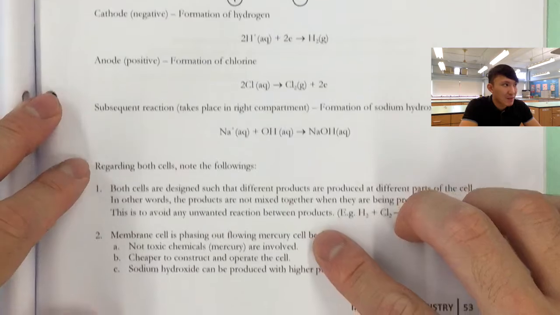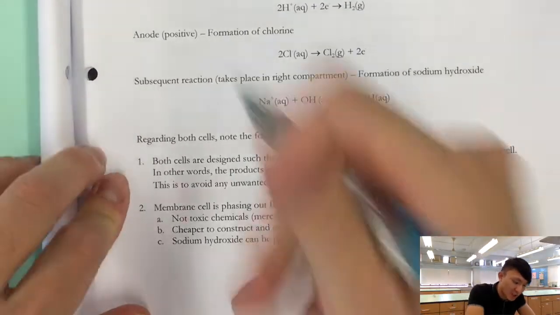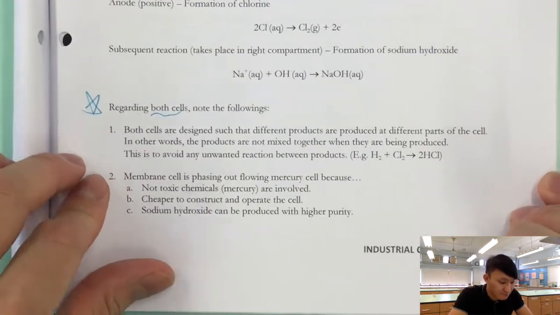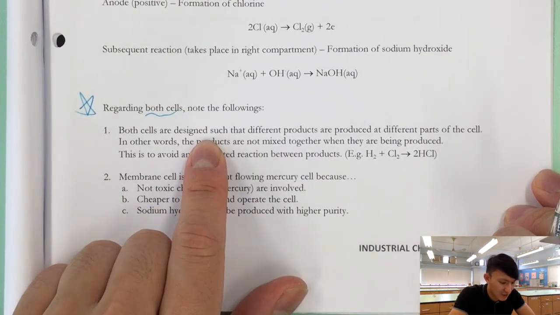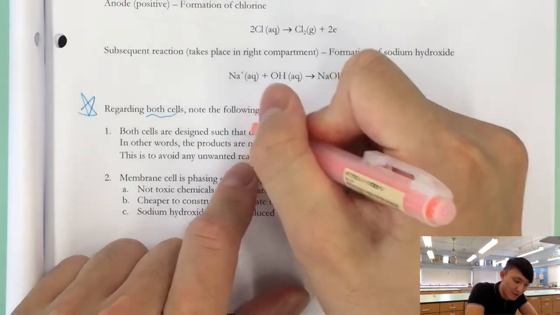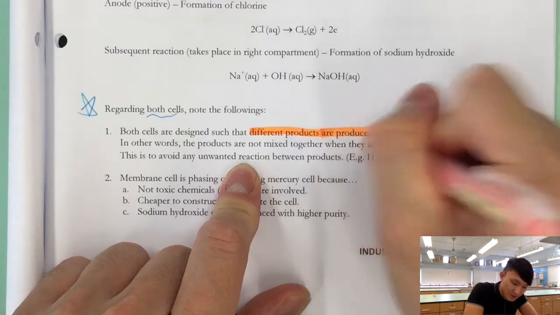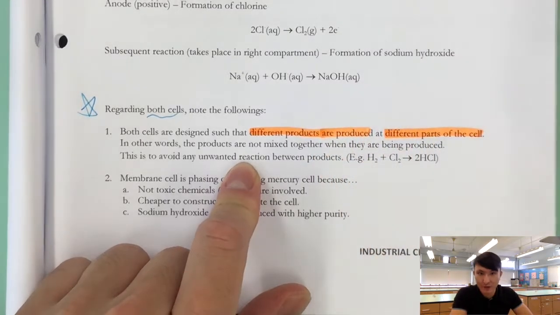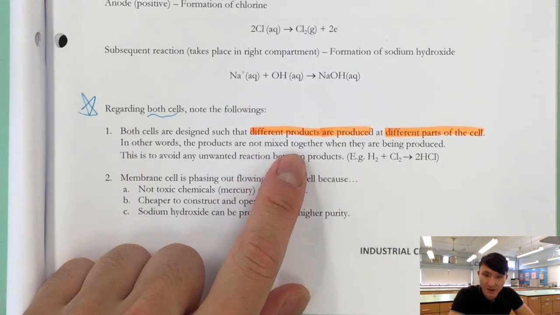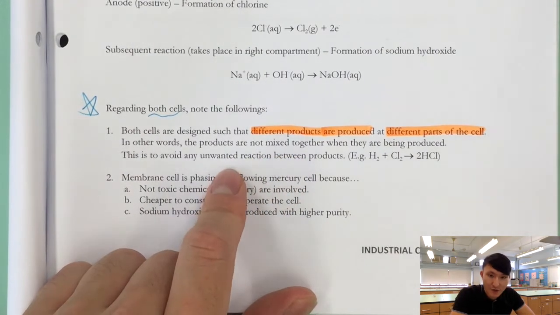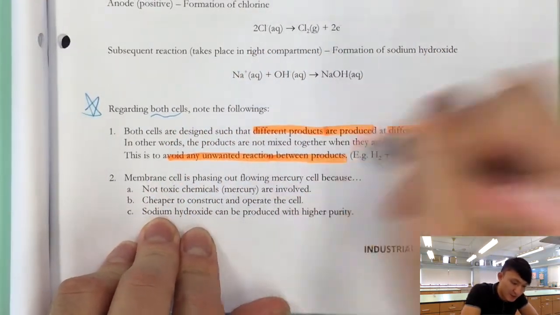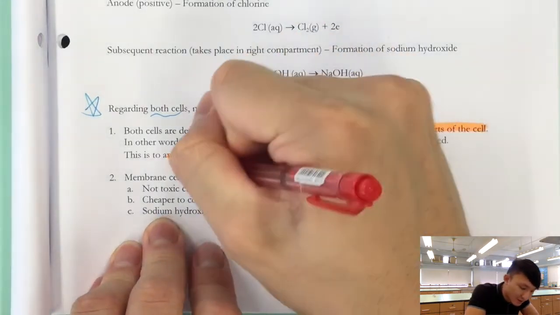Okay. Now down here, something again important because we want to compare the two cells. You notice that both cells are designed such that different products are produced and therefore collected in different parts of the cells. Therefore, the products are not mixed together. Okay? And the advantage of it is to avoid any unwanted reaction between the products.